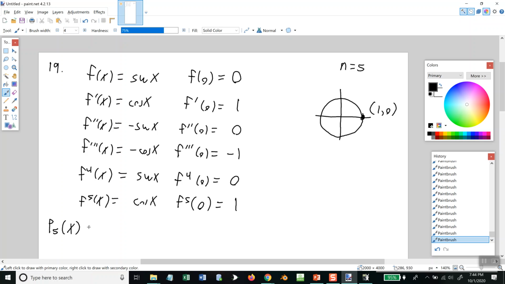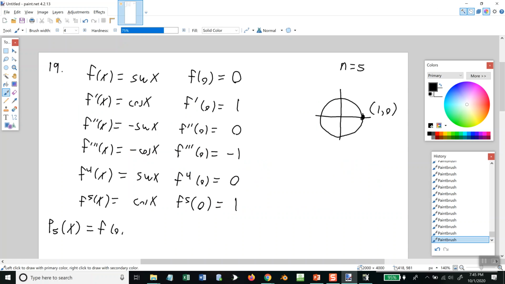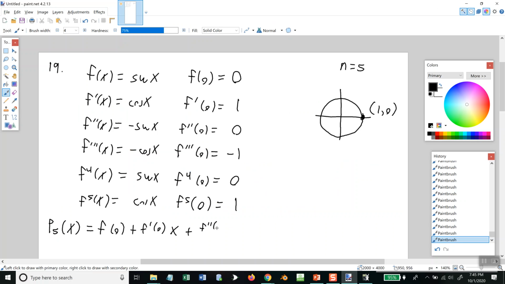And we're finding p sub 5 of x. I'll go ahead and write down the formula just so you see everything. f of 0 plus f prime of 0 x plus f double prime of 0 over 2 factorial x squared plus our third derivative over 3 factorial x to the third, fourth derivative over 4 factorial x to the fourth, and fifth over 5 factorial x to the fifth. So that's our formula.